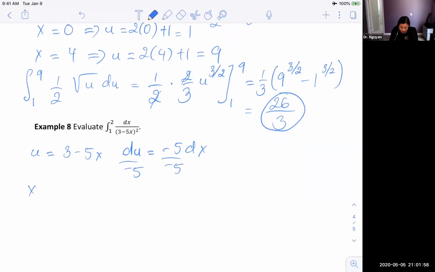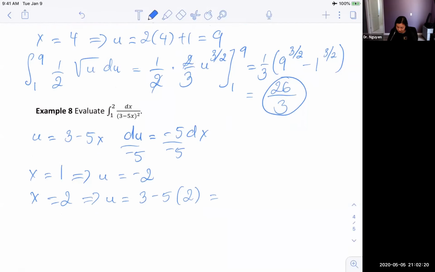So when x equals 1, u is going to be what? You plug in there, 3 minus 5 is going to be negative 2. When x equals 2, u is going to be what? 3 minus 5 times 2. So it's going to be negative 7.